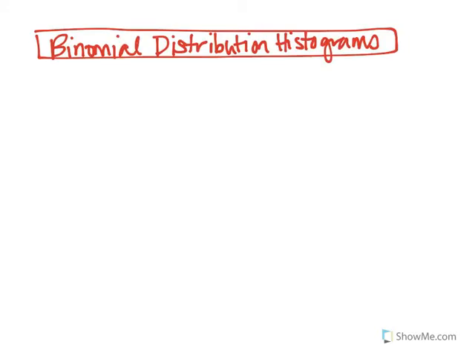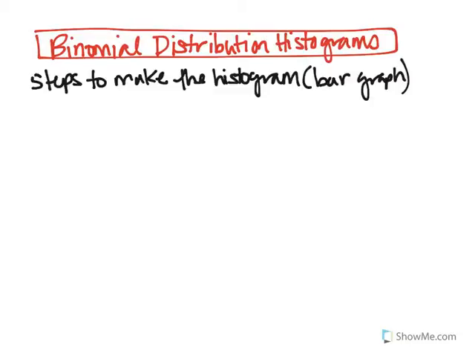So the next thing we're going to be doing is making a binomial distribution histogram from our binomial probabilities. Before I give you the steps, just so you know, a histogram is a bar graph. So you want to make a bar graph from your binomial probabilities. You're going to be making a graph that looks something like that.